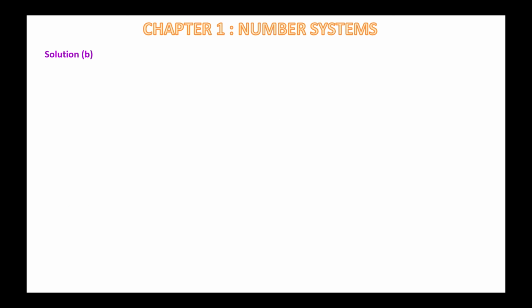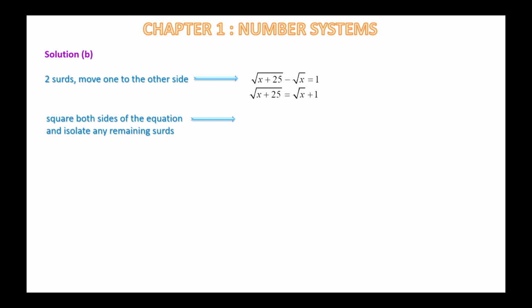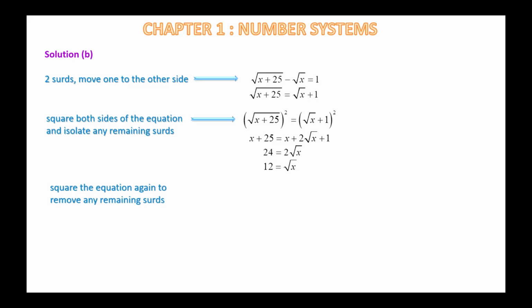Solution B. Two surds, move one to the other side. So, root x plus 25 equals root x plus 1. Square both sides of the equation and isolate any remaining surds. We get x plus 25 equals x plus 2 root x plus 1. After simplify, just left 12 equals root x.